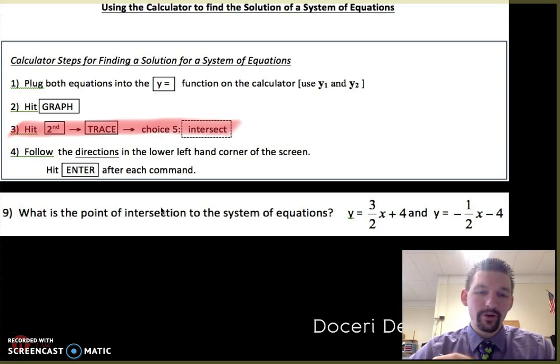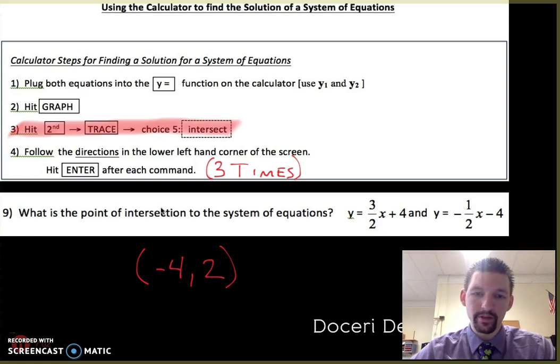In the lower left corner, it'll ask what the first line is, what the second line is, and you're just going to hit enter after each command. This is going to happen 3 times, so you will hit enter 3 times. So if you plug these first two into y1 and y2 and follow those directions, you should end up with the point -4, 2, which will appear at the bottom of the screen.